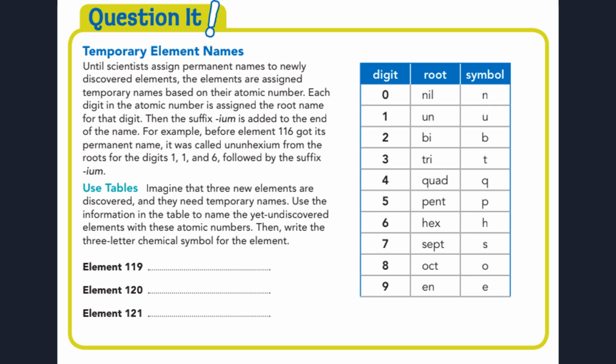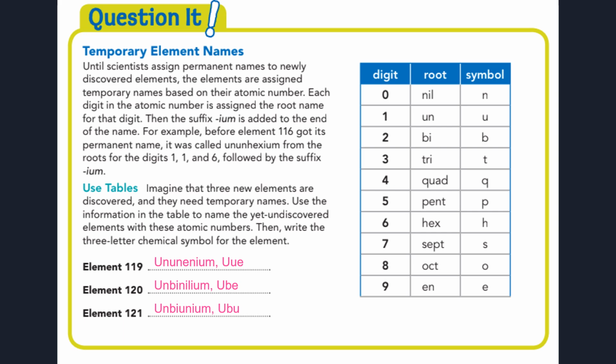Then write the 3-letter chemical symbol for the element. So from the table, we know that 1 is un, so we would have un, and then 9 is en, so ununennium. Ununennium is abbreviated capital U, lowercase u, e. Then for 120, 1 is un, 2 is bi, and 0 is nil. So unbinilium, and it is labeled capital U, B, N. Then 121 would be unbiunium, and it would be labeled capital U, B, U.